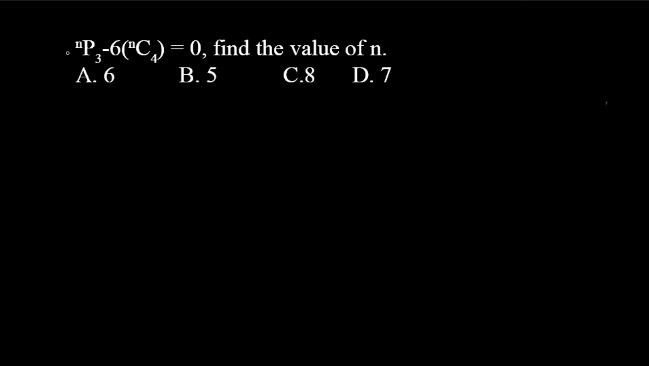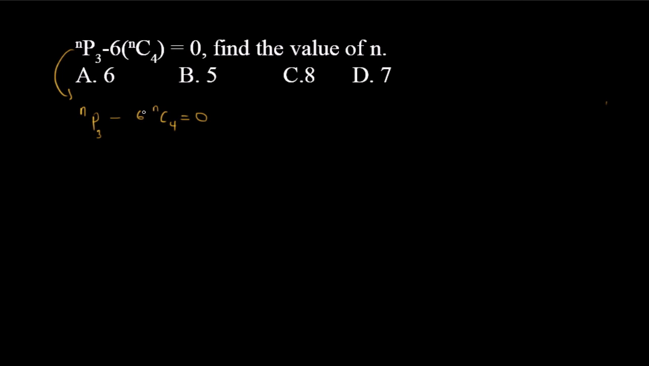So let me write the problem statement here. So we're given n permutation 3 negative 6 times n combination 4. Now this equals 0. So we want to solve for n.